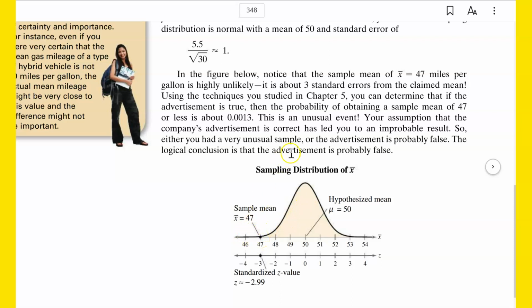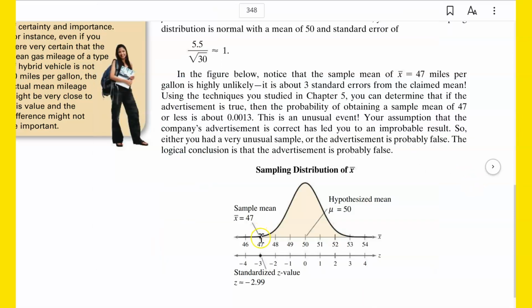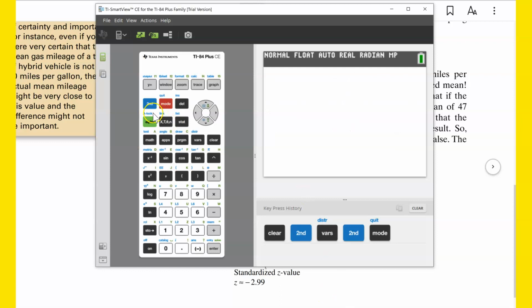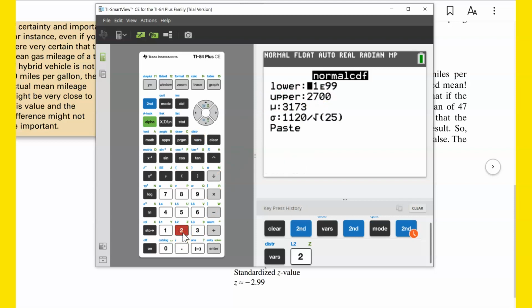And when you do your math on that in the calculator, you get that the probability is just 0.0013. In fact, we can do it in the calculator right now. We're trying to find the probability that we get something as far away from this mean as we did, 47 or less. All right, so we're going to go to our calculator. We're going to go second distributions. We're going to go normal CDF, option 2 there.